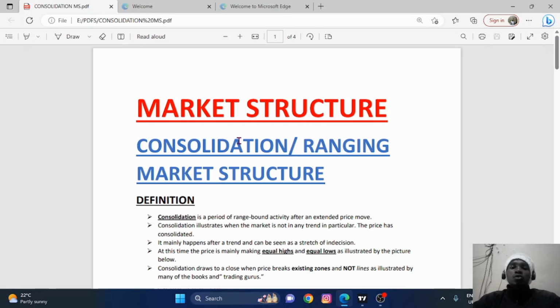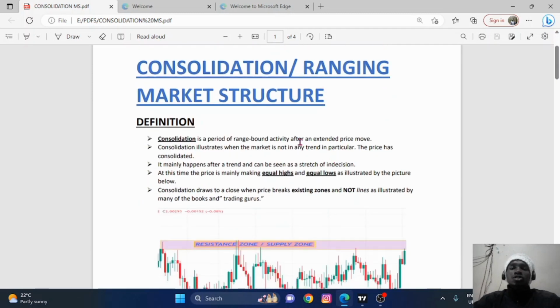Now, let me go back to my PDF. As you can see, here I have what we call market structure, and in this case we shall be talking about consolidation or the ranging market structure. What is a consolidation or ranging? My definition is very simple: I have written that consolidation is a period of range-bound activity after an extended price move.